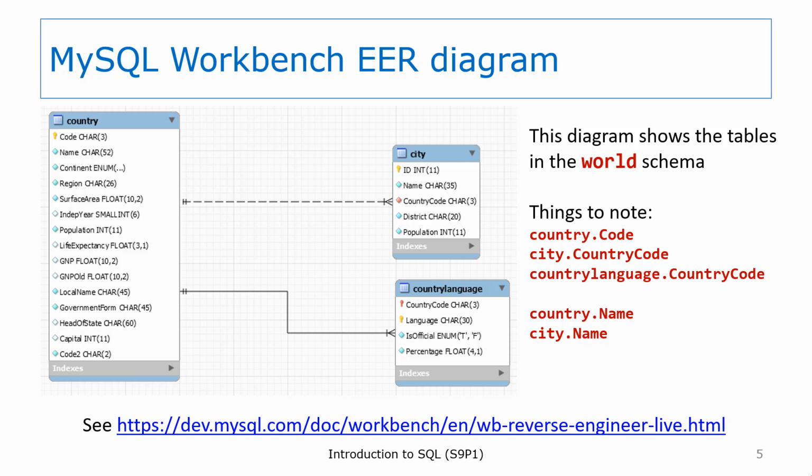Another thing to note is that the country table contains a column named name, and the city table also contains a column named name. The issue here is that if we want to create a join with those two tables, and we want both the country name and the city name to be part of the result set, we will need to provide a way to distinguish between the two columns that are named name.